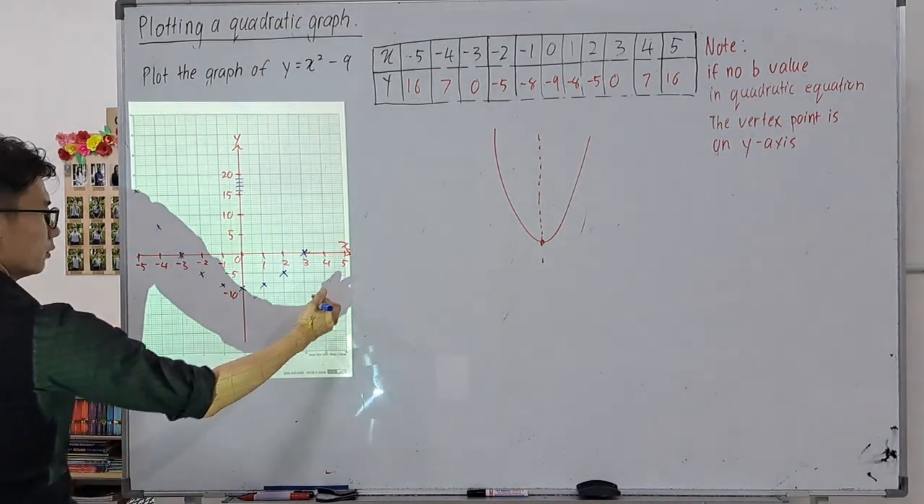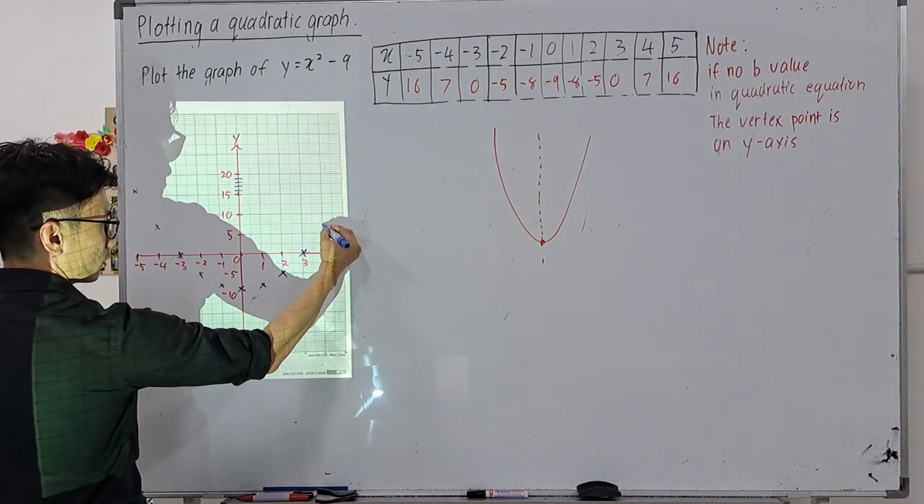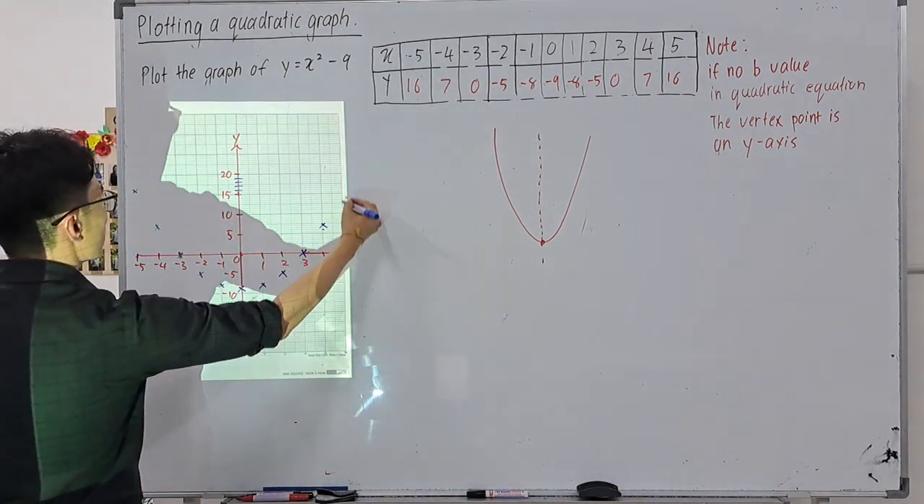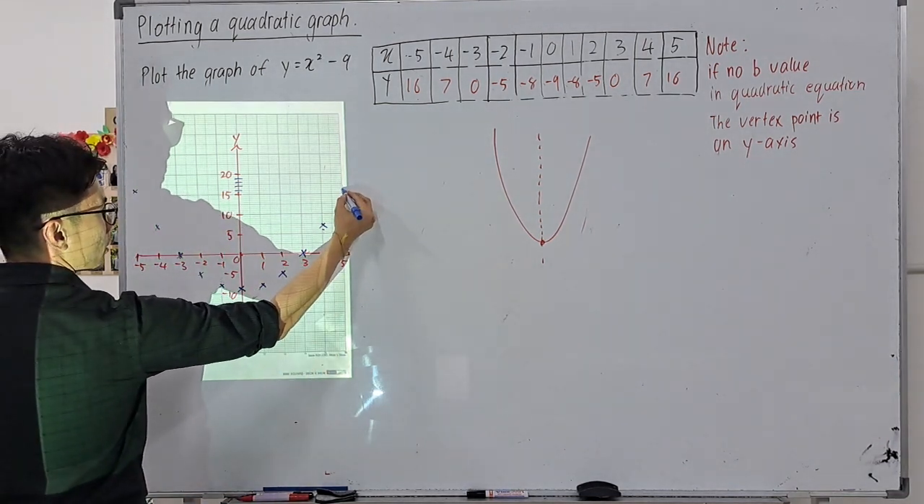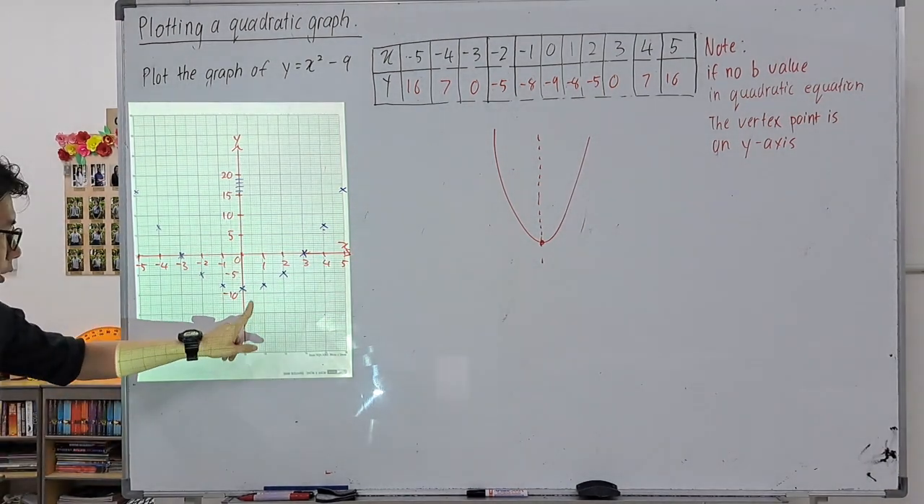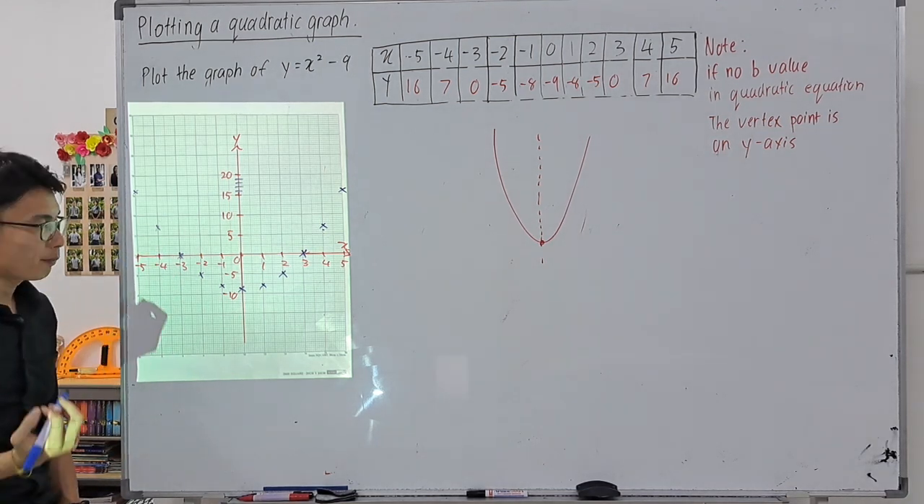4 and 7. 6, 7, this one. And 5 and 16. So 15, 16. Okay. So done. I plot all my points already. Now for those who really can't see what I do, maybe when you do it on graph paper, you can understand more.